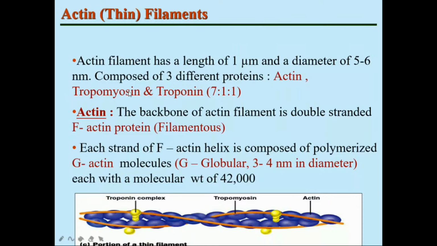Now these actin filaments are composed of 3 different types of proteins. Number 1, a protein called actin. Number 2, a protein called tropomyosin. And number 3, a protein called troponin. So actin, tropomyosin and troponin together polymerize in a specific manner to form the actin filament or the thin filament. The ratio of these 3 proteins is like this: 7 actin molecules, 1 tropomyosin and 1 troponin.